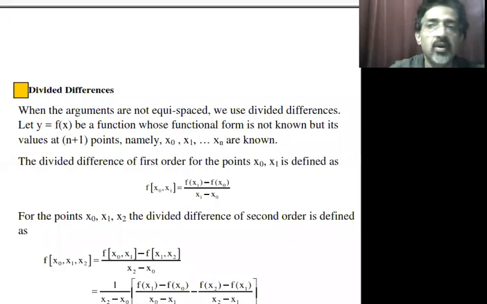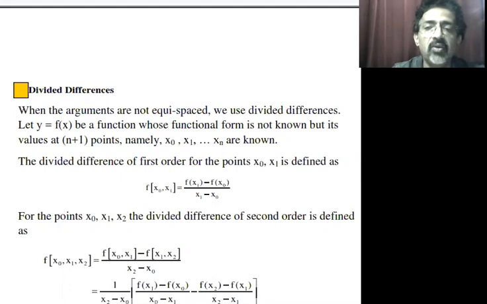Hello students. Now we are going to discuss divided differences. When the arguments, that is x i, in the data given are not equally spaced, then we use the differences which are called divided differences.